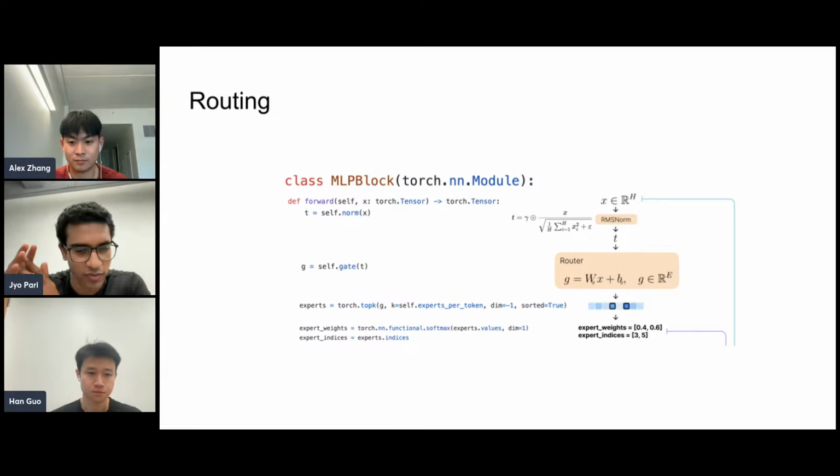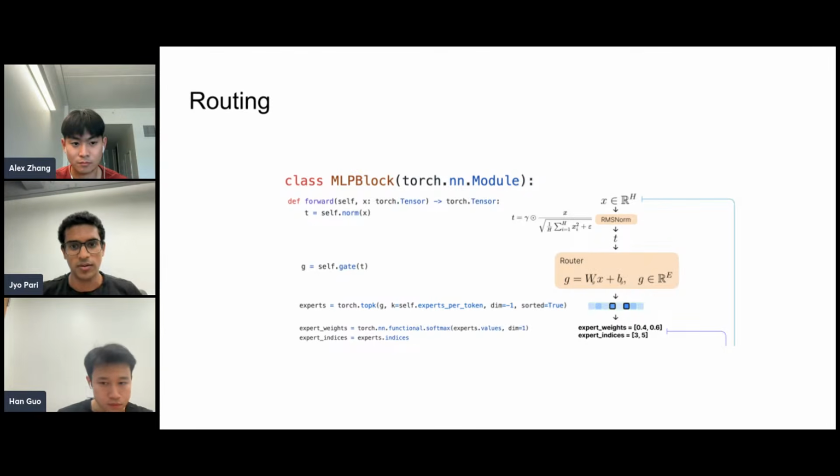Pretty standard, we have our tokens X coming in. For now, for pedantic reasons, let's treat it as one individual token with a hidden dimension of H. We're going to do the RMS norm. Now, this is a small typo, it should be W transpose, but anyway, we're going to project this token to a space that has the number of experts. It's a linear projection. After softmax and top-K, this is going to tell us which experts we're going to pick.